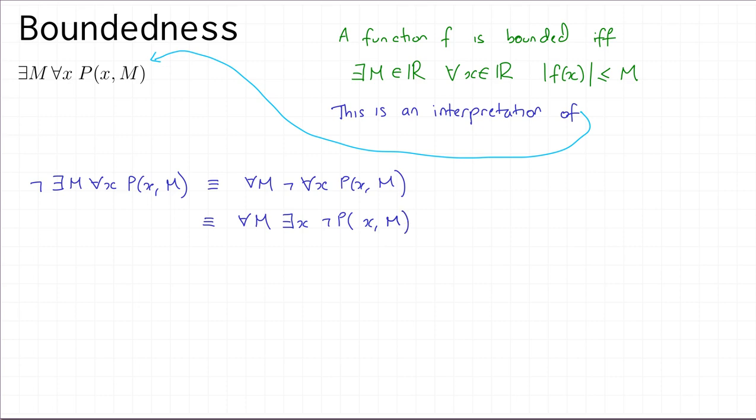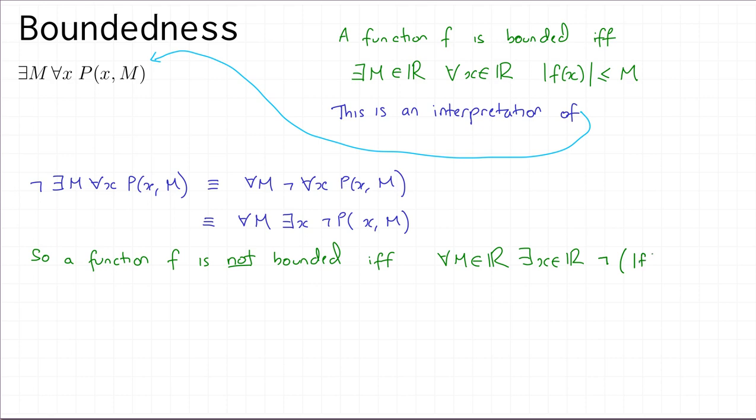So that lets us rewrite the definition of not boundedness in an interesting way. So a function f is not bounded if and only if for all m in R. So I'm interpreting this formula we just worked out in the same interpretation as we use for the definition of boundedness. There exists a real number x such that it's not the case that absolute value of f of x is less than or equal to m.